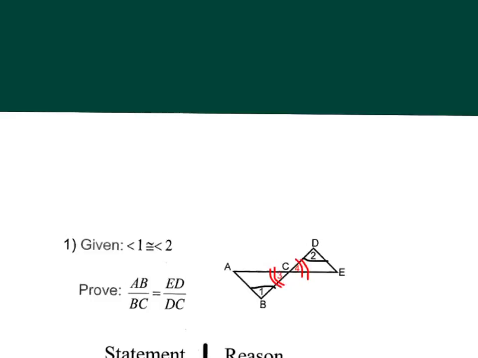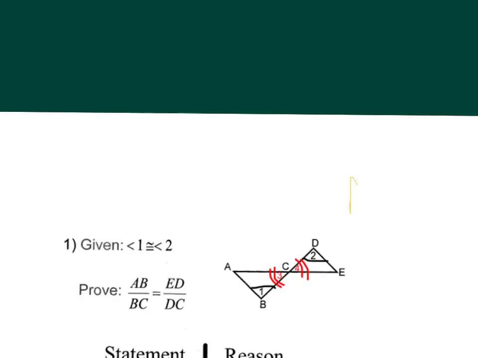Okay, welcome to Similar Triangles Day 2. In this case, we are going to be proving that corresponding sides of similar triangles are in proportion. And it's very, very similar to corresponding parts of congruent triangles are congruent. Instead of proving the triangles are congruent first, we're actually going to prove that the triangles are similar first.